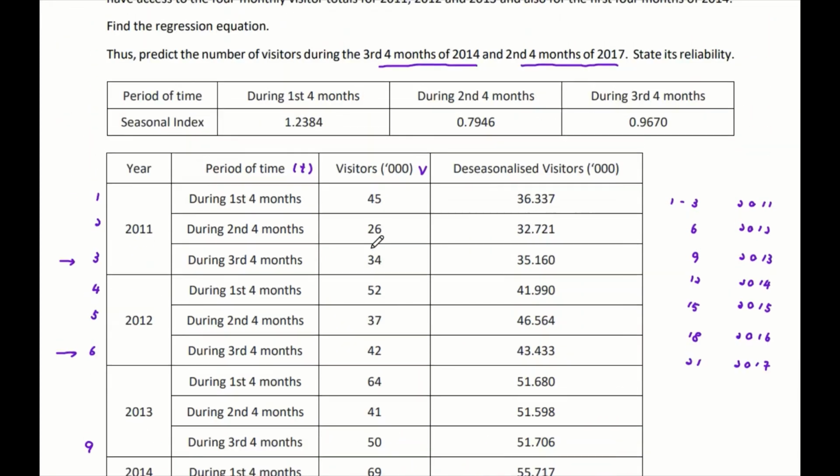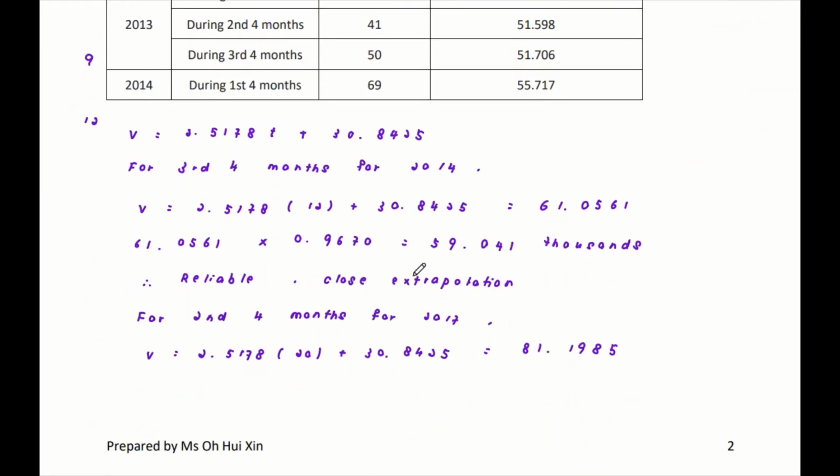So for second 4 months, you can see the seasonal index is 0.7946. So we are going to multiply it. So 81.1985, okay, multiply 0.7946. Alright, so after you multiply it, same thing, just round it off to 3 decimal places. So it's a logical answer based on the question. Alright, so 64.520 thousands. Alright, so you can see that after you have multiplied it, it becomes a lower number.